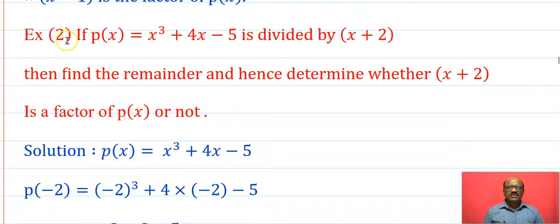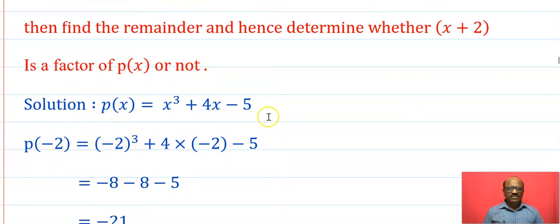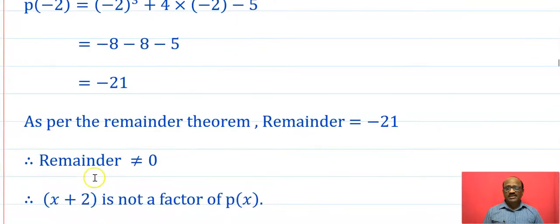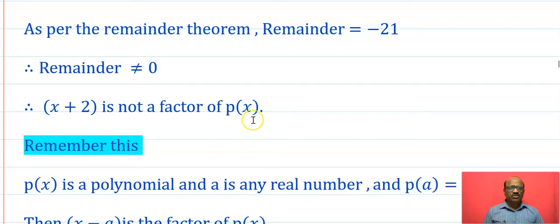Now the next. If p of x is equal to x cube plus 4x minus 5 is divided by x plus 2, then find the remainder and hence determine whether x plus 2 is a factor of p of x or not. Again in the same way, we have the given polynomial p of x is equal to x cube plus 4 into minus 2 minus 5. That is, minus 2 cube means what? Minus 8. 4 into minus 2 is minus 8, and minus 5. And overall you will get minus 21. The remainder is minus 21. The remainder is not equal to 0 and hence x plus 2 is not a factor of p of x.